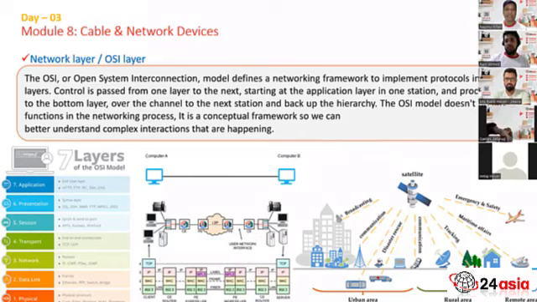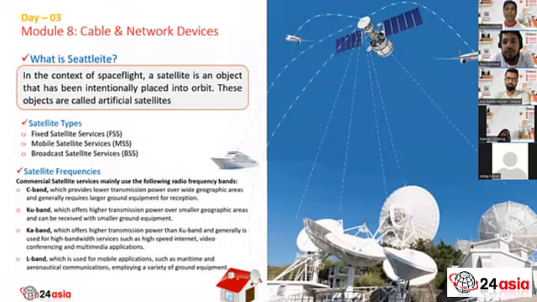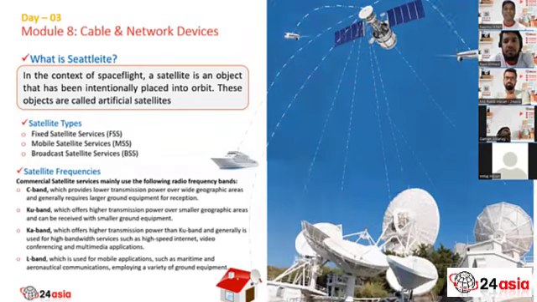What layers do we have, how does each layer work, and which services transfer to the different layers? We also discussed satellites and how they work, the different types of satellite like FSS, MSS, and BSS, the different bands of the satellite that we use, and the use cases of those services.